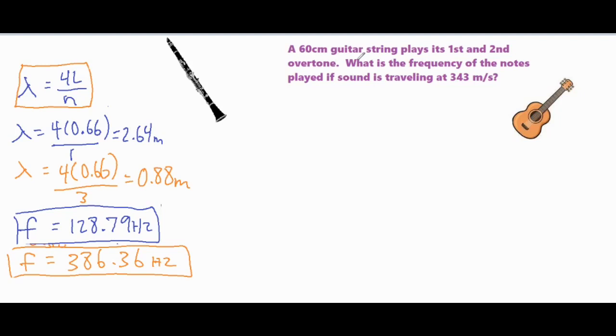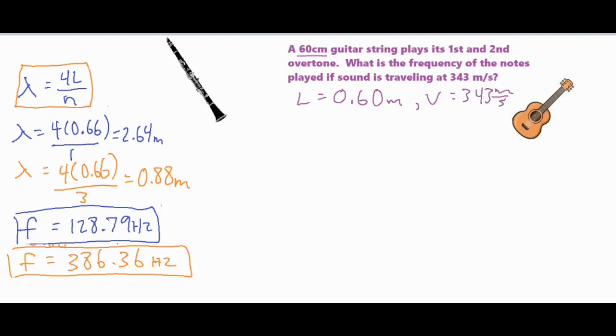Now for this one, it says a 60 centimeter guitar string plays its first and second overtone. What's the frequency of the notes played if sound is traveling at 343 meters per second? So again, we know the length is 0.60 meters once you take the 60 and divide it by 100. And we also know that the velocity is 343. So for this one, it's a little bit faster than the first one.